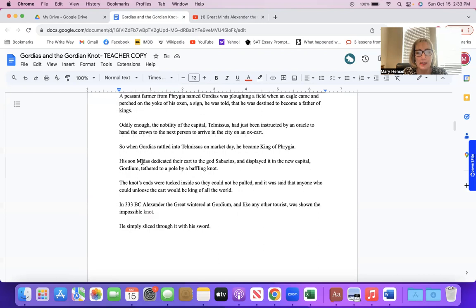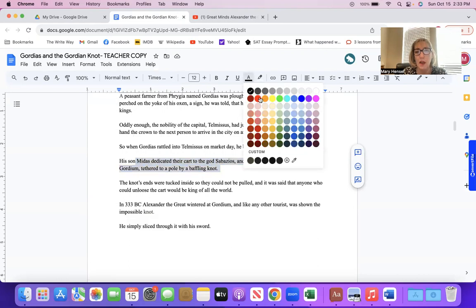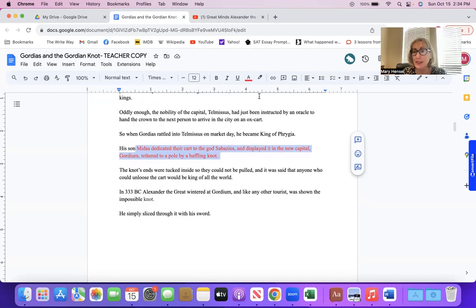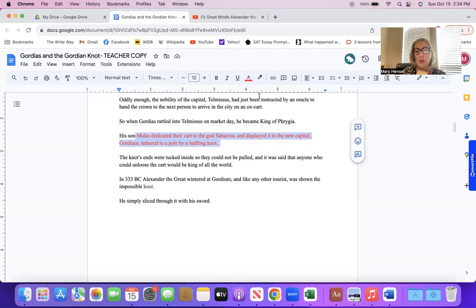His son Midas dedicated their cart to the god, and displaying it in the new capital, Gordium, tethered it to a pole by a baffling knot. Here's a change. Midas, King Midas, the Golden Touch, is Gordias' son. Midas was the one who tied the cart in the temple. He's the one who tied the knot. The knot ends were tucked inside so they could not be pulled. And it was said that anyone who could unloose the cart would be king of all the world.